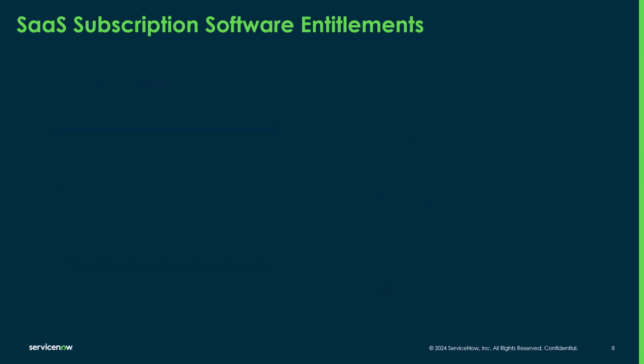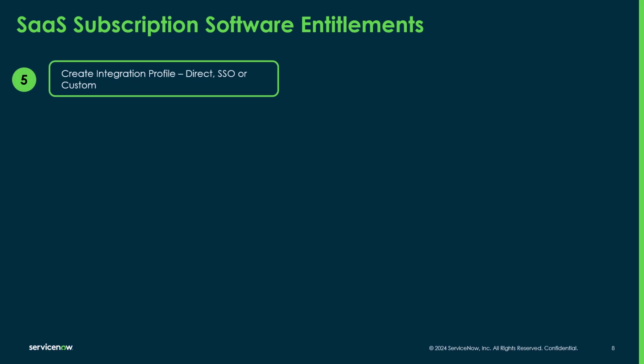Now let's talk about SaaS subscription software, which is a tiny bit different in the way you want to think about approaching it. The first steps in gathering the entitlement information, those are all the same. But the first step you're going to want to do when you're talking about SaaS subscriptions is make sure that you're creating that integration profile.